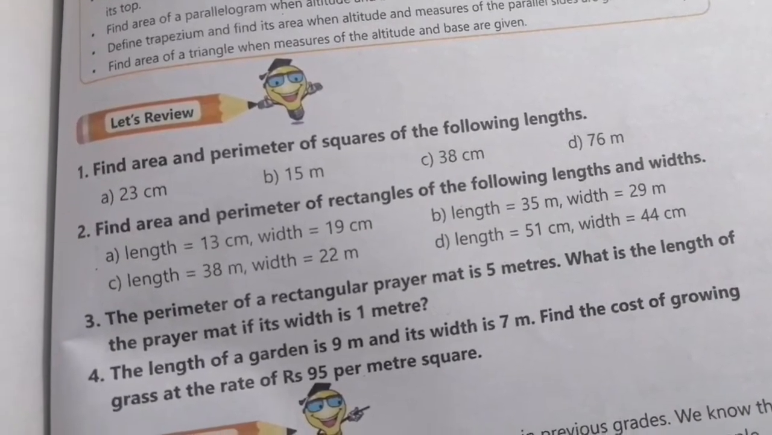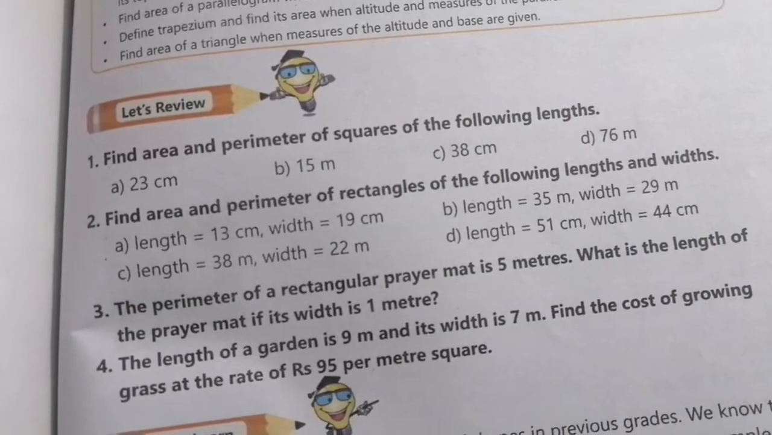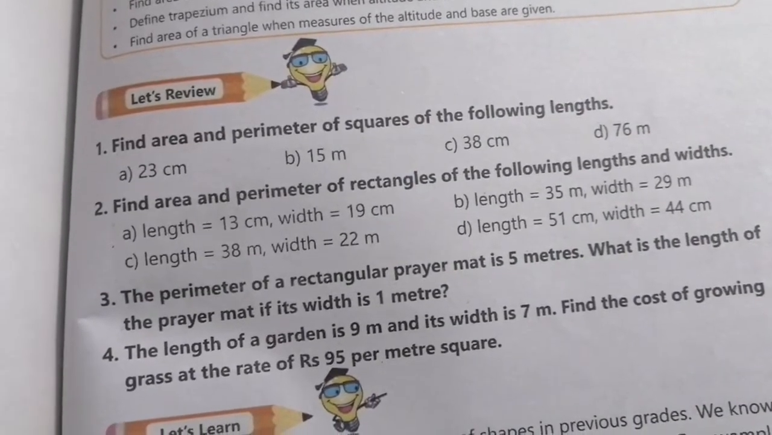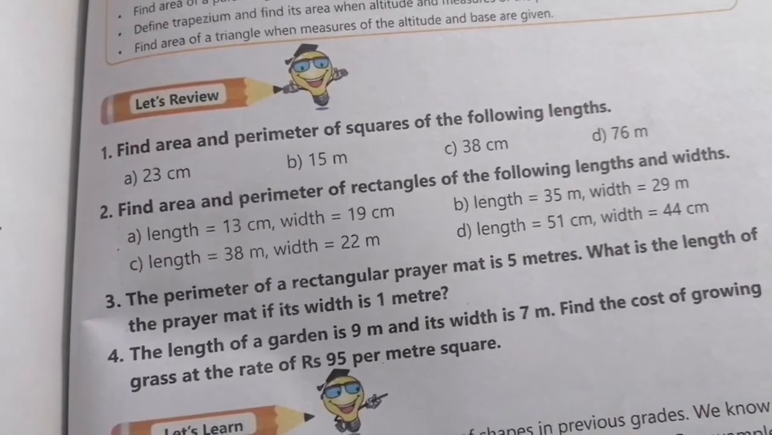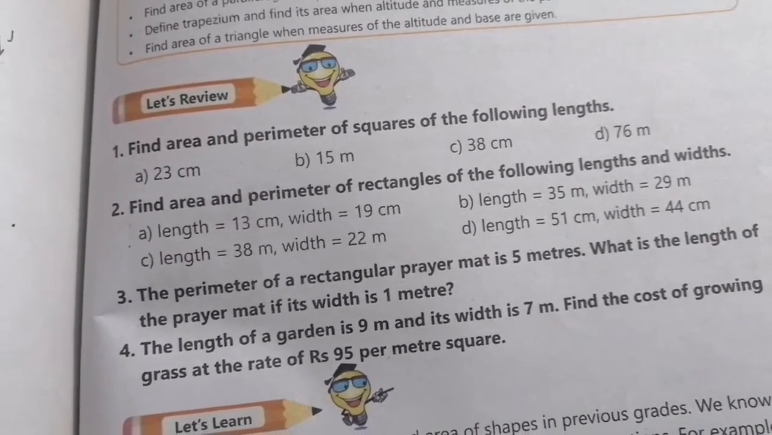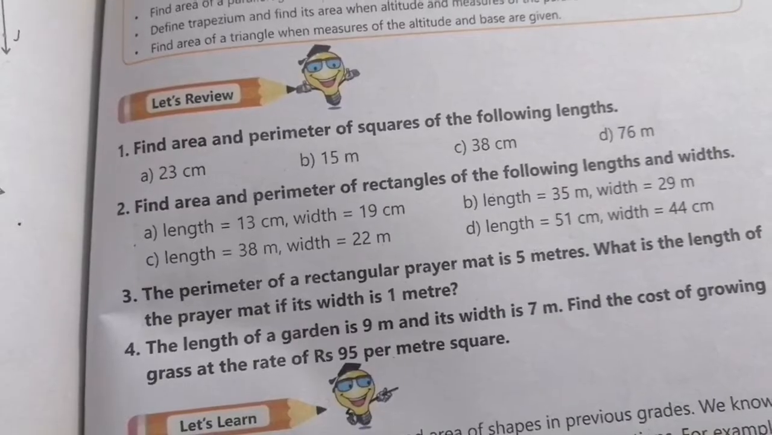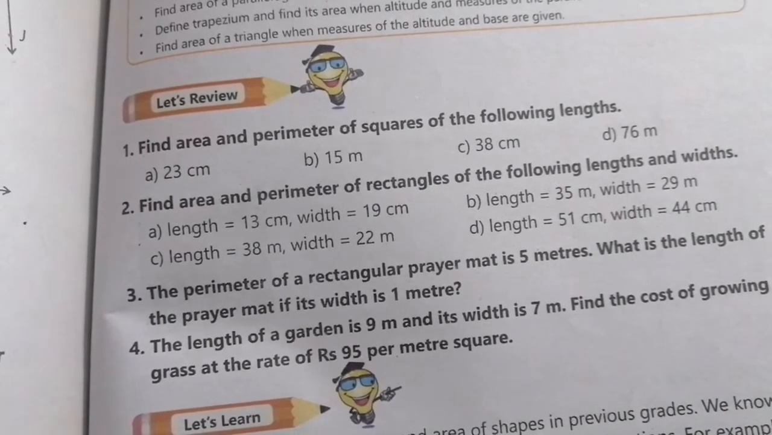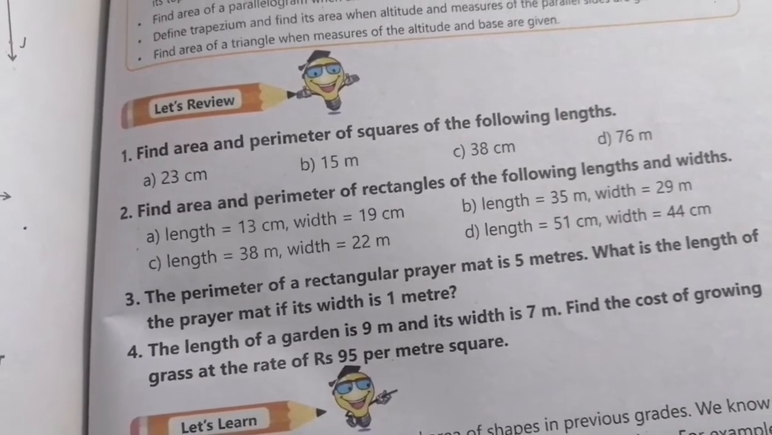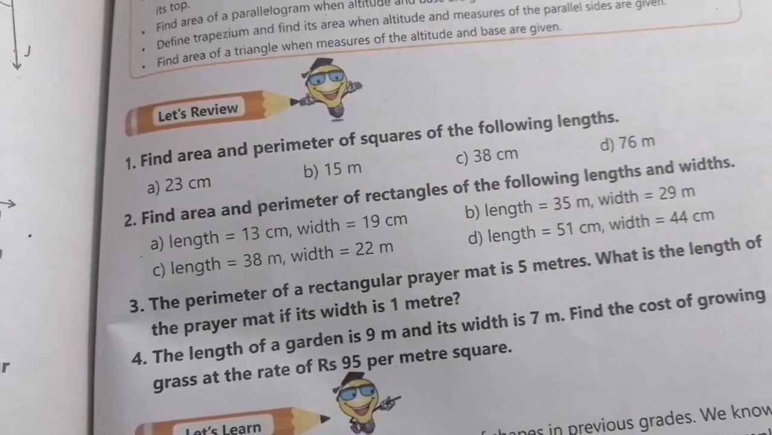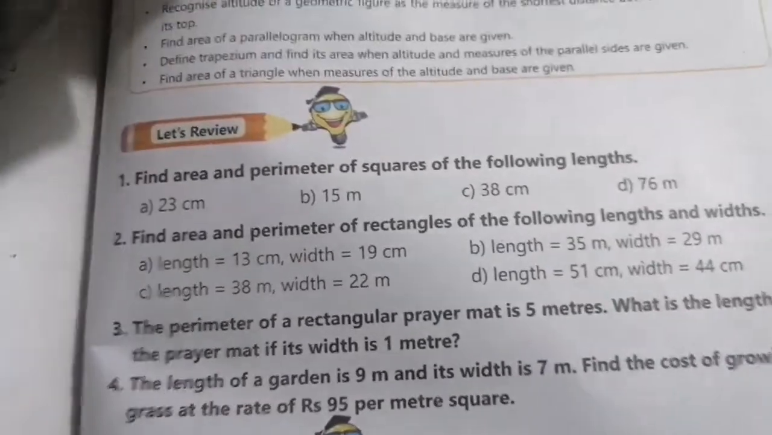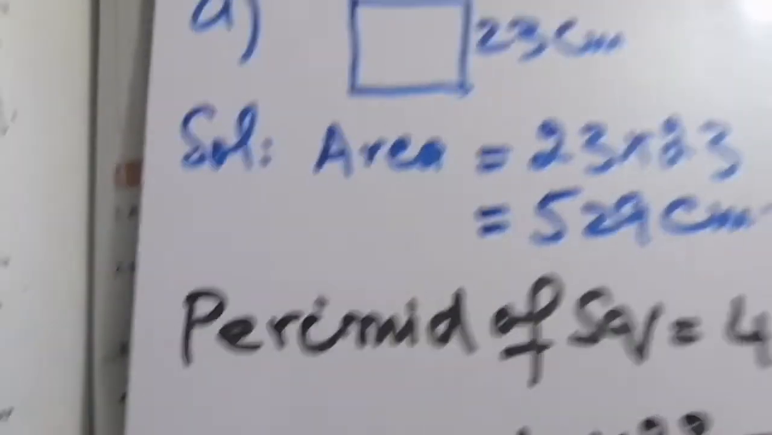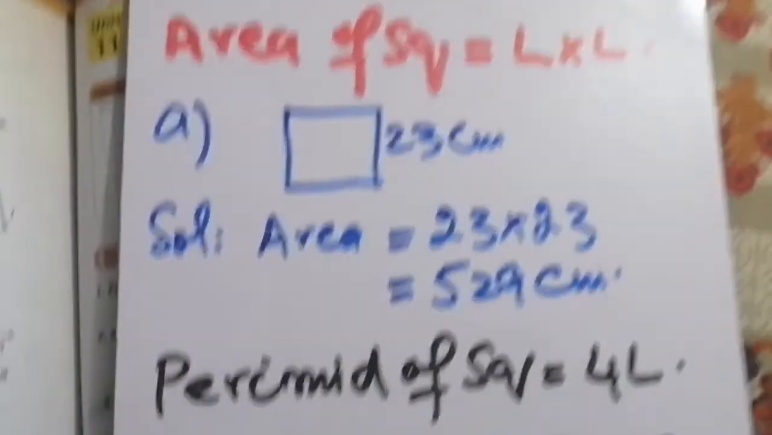In the same way, part D will be 76 multiplied by 76, that will be the area of a square, and 4 multiplied by 76 will be the perimeter of the square. So let's see one example, and we will do all the rest the same. You have to do all of them in this way.